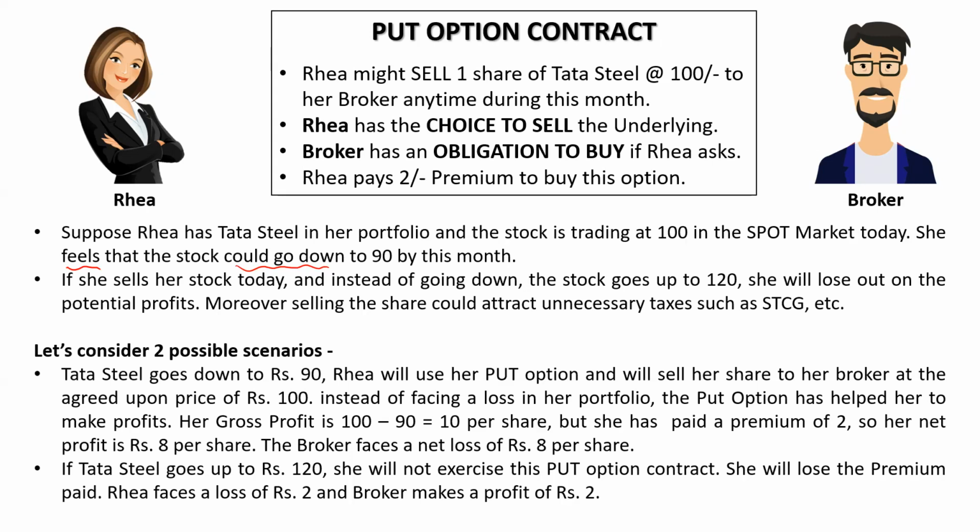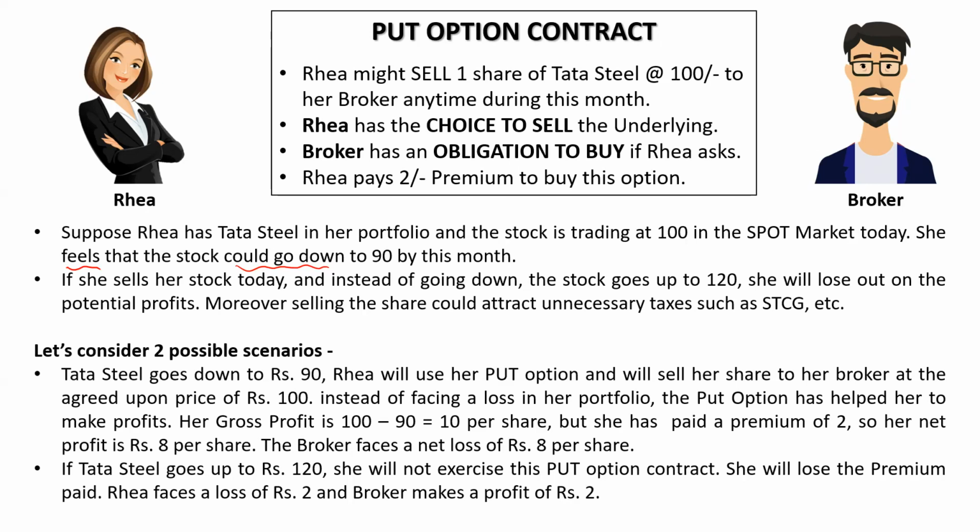If she sells the stock today and instead of going down, the stock goes up to 120, then she will lose out on the potential profits or the opportunity. So that is why I said she has a hunch, she has a feeling, or she is speculating that it might go down. Whether it will happen or not, she does not know. So she does not want to sell the stock today at 100, because if it goes to 120, she will miss out on the potential profits. Moreover, selling the share could attract unnecessary taxes such as short-term capital gains, long-term capital gains, etc.